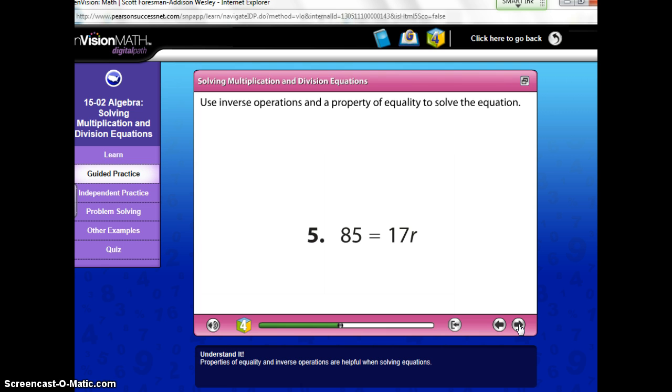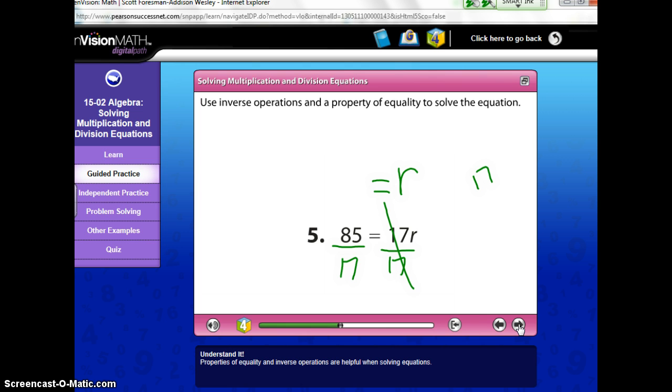Sarah, what's the opposite of what's here? Divided by 17. Okay, I won't even use the divide sign. I'll use this. Now, that cancels itself out. We're left with r equals what?